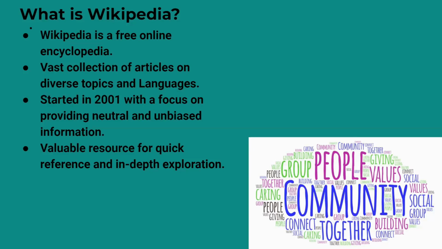The next thing is, it started in 2001, and it's focused on providing neutral and unbiased information. So Wikipedia started in 2001, and the main focus is to be neutral and unbiased. As we move forward, I'll be explaining more on those two keywords, neutral and unbiased. The next thing is that it is a valuable resource for quick reference and in-depth exploration.